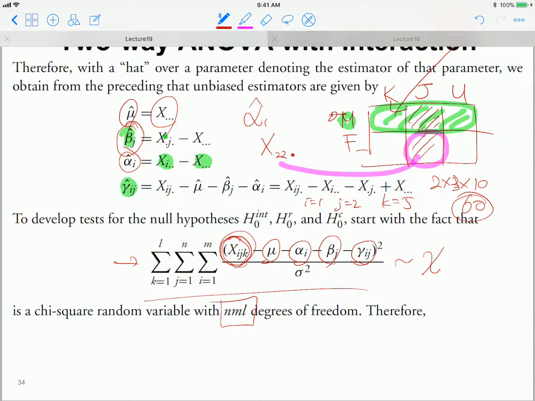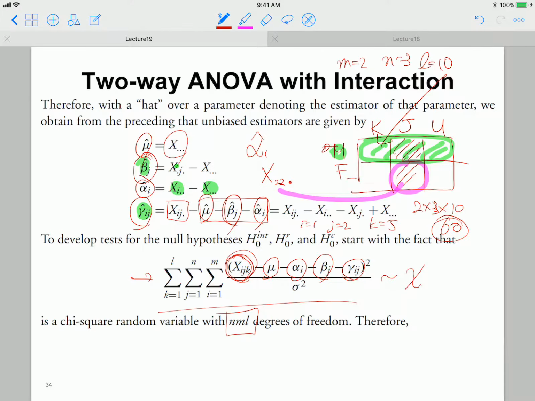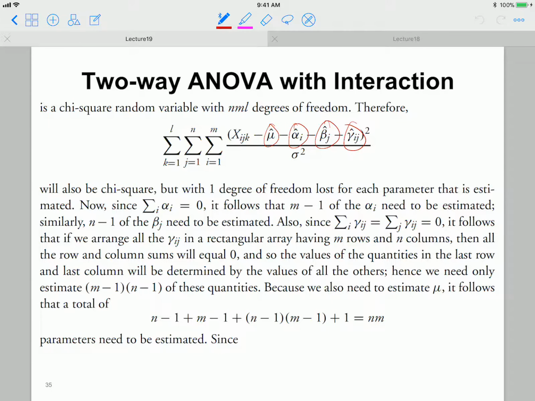That is represented by this term, and then we also have the mean value computed from our additive model: mu hat plus alpha i hat plus beta j hat, their estimators. That way we can obtain the estimator for this interaction term. Then we replace these values in place of the true parameters mu, alpha i, beta j, and gamma ij.